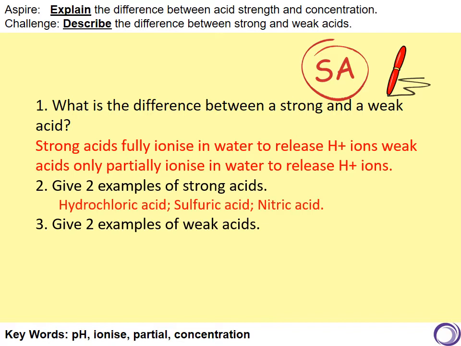Two examples of strong acids then, you could have any from hydrochloric acid, sulfuric acid and nitric acid. And two examples of weak acids then, you could have had citric acid, ethanoic acid or carbonic acid.